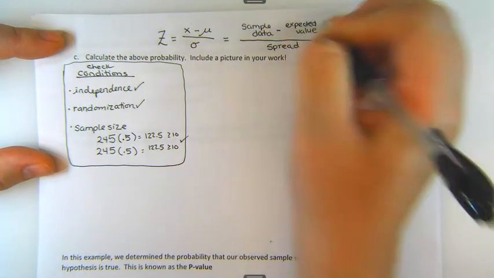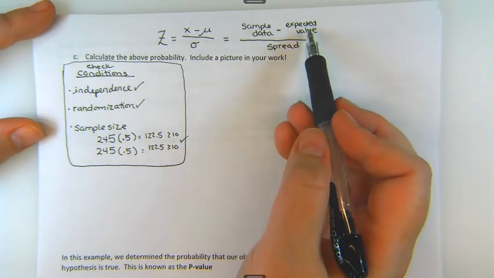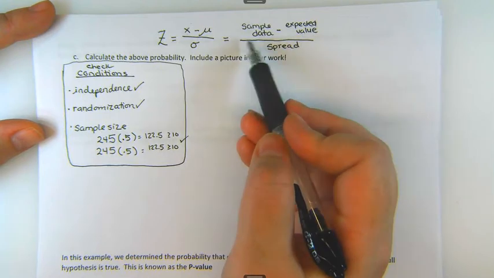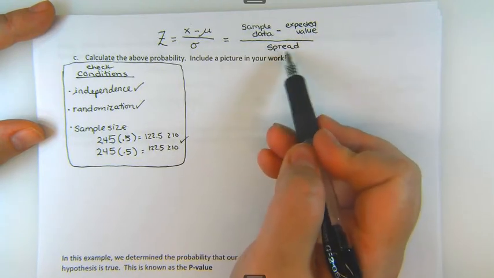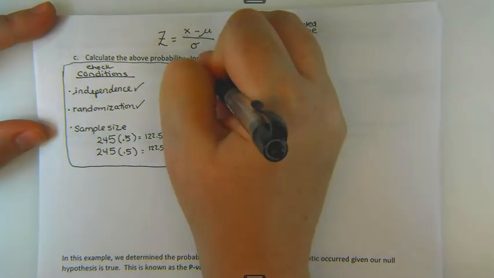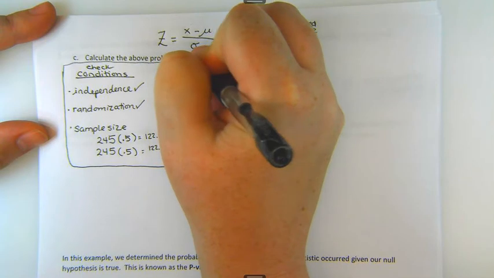So this is another way we can think about z-score. We have some sample value that we want to see the distance from where we expect to be, and then we want to divide that by how it spreads, by standard deviation. So what we're going to do for our z-score, this is called our test statistic.